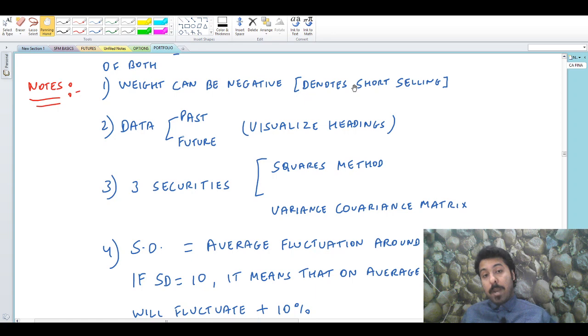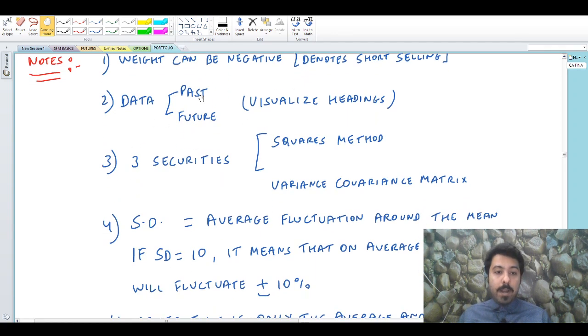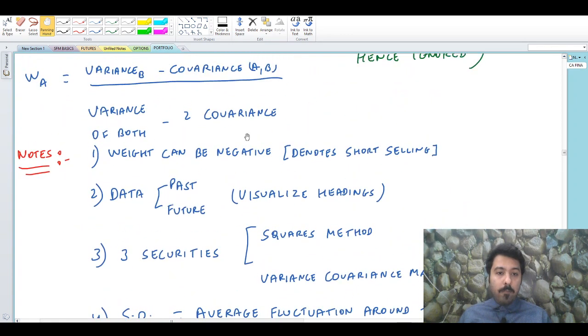Weight of Y will be minus 0.5. Sum total will always be 1. Okay. And data can be past or future. You need to visualize the headings. See, this question requires us to calculate variance, covariance, right? How do we reach this?